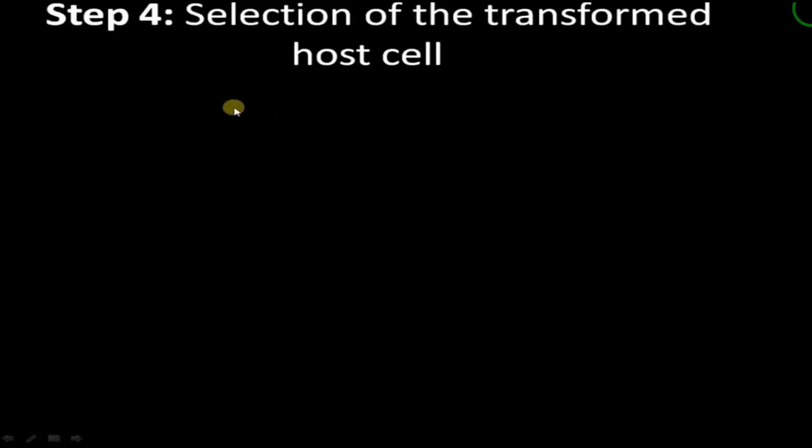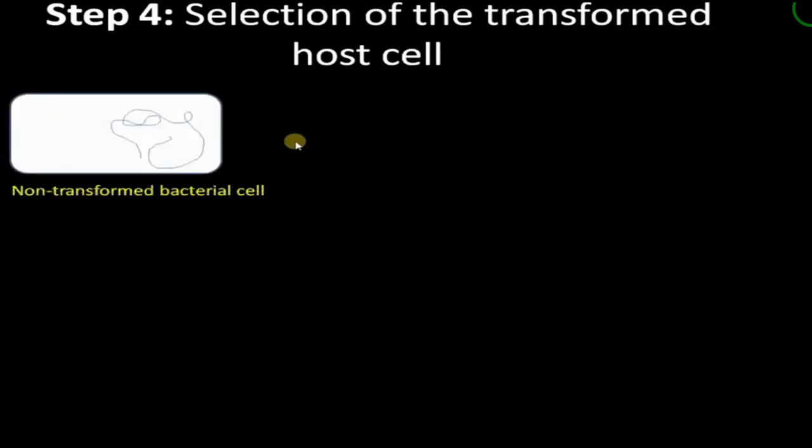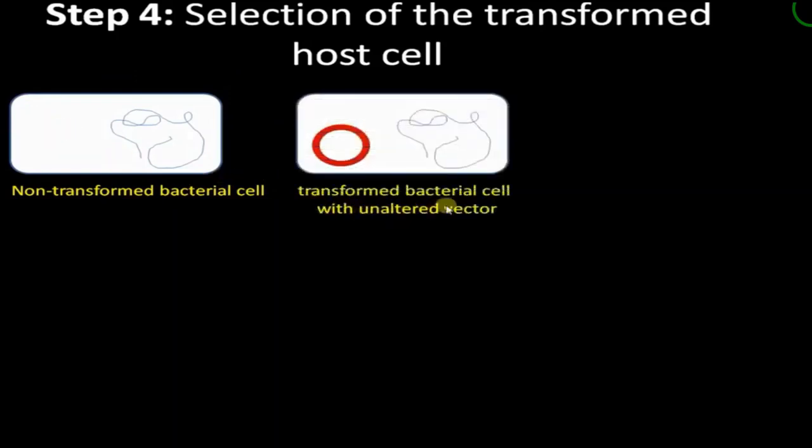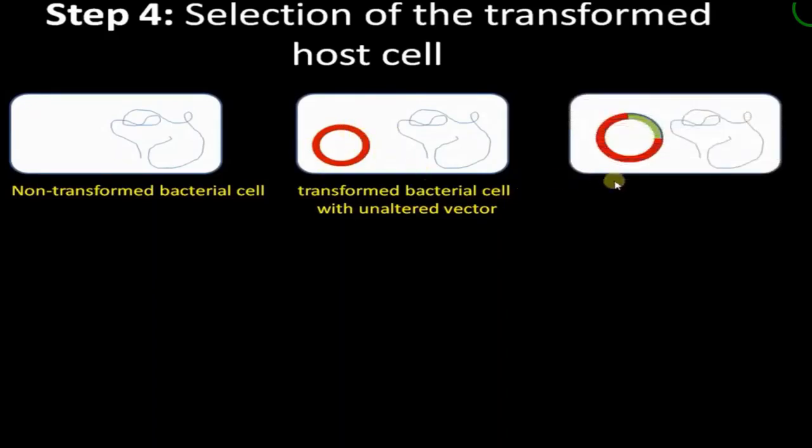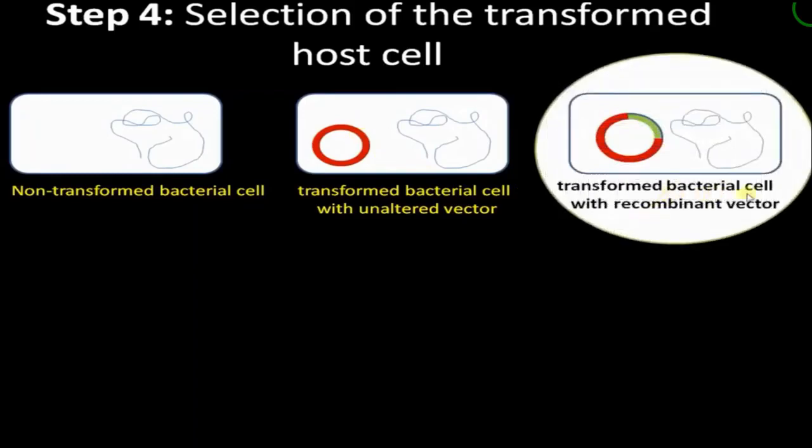Now step 4, selection of the transformed host cell. After the third step we will get 3 types of medium. First, non-transformed bacterial cells. Second, transformed bacterial cells with unaltered vector. Third, transformed bacterial cells with a recombinant vector. These are the 3 mediums we will get. We have to select the transformed bacterial cells with a recombinant vector. That medium only we have to select. That is the selection of the transformed host cell.